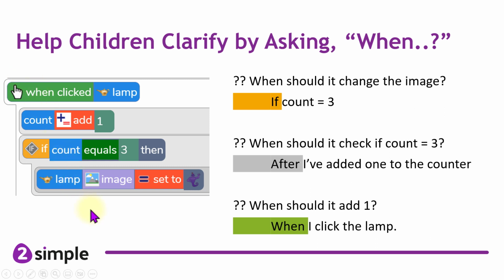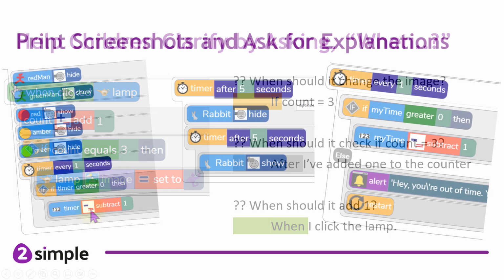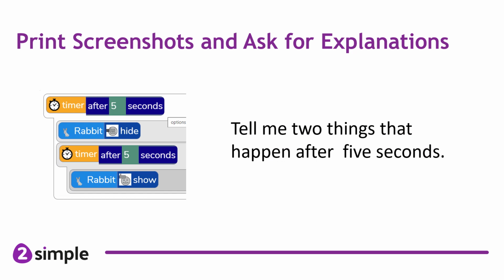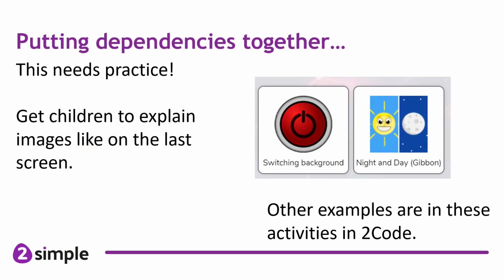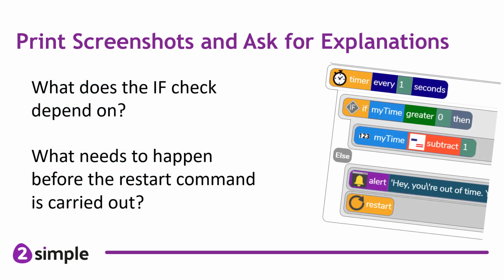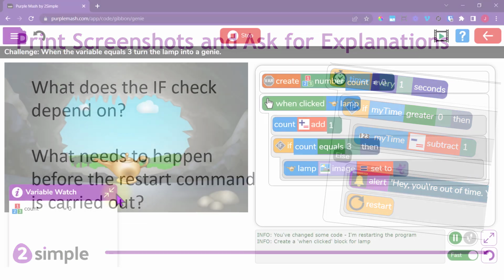It does need practice. This doesn't come particularly easy for children. So get them to explain images like this. Create some yourself in code and print them out and just get them to tell you what's going on. And if they need more reinforcement, get them to try activities like switching background between night and day, because it's really important that they are confident in how this works. Otherwise, when they get to Year 5 and 6 coding, things are going to get a bit tricky at times for them because it does get more complex.